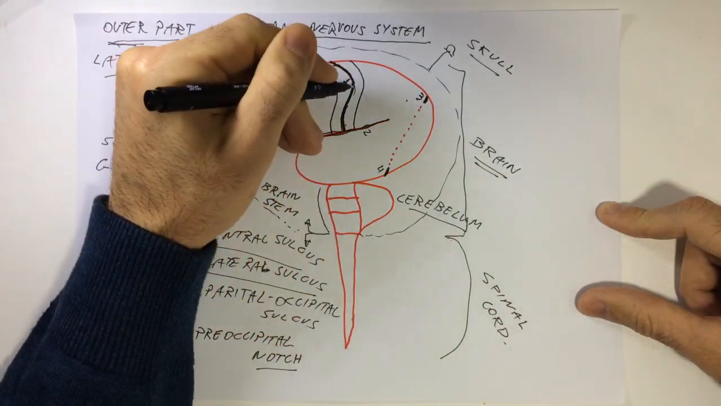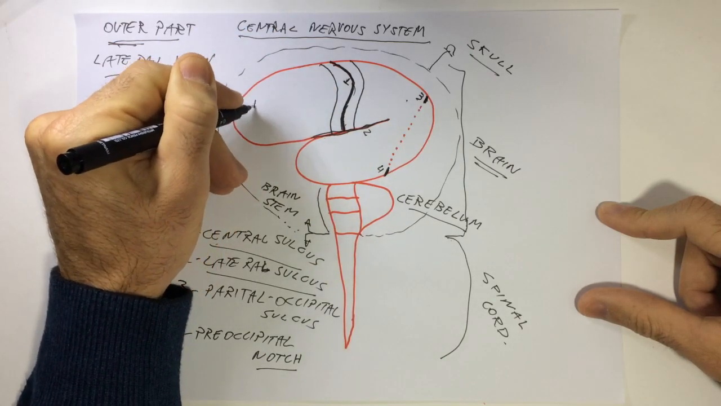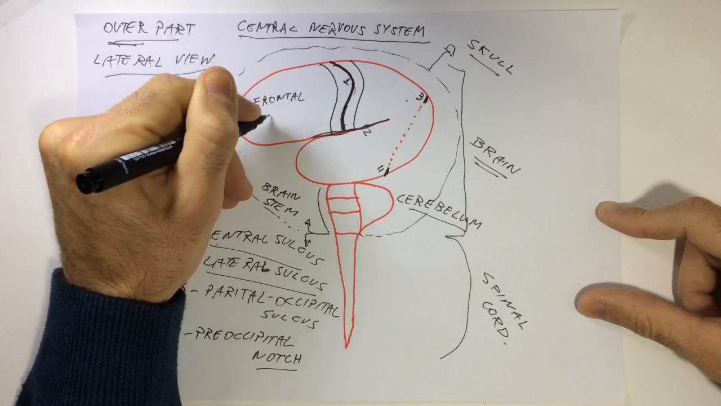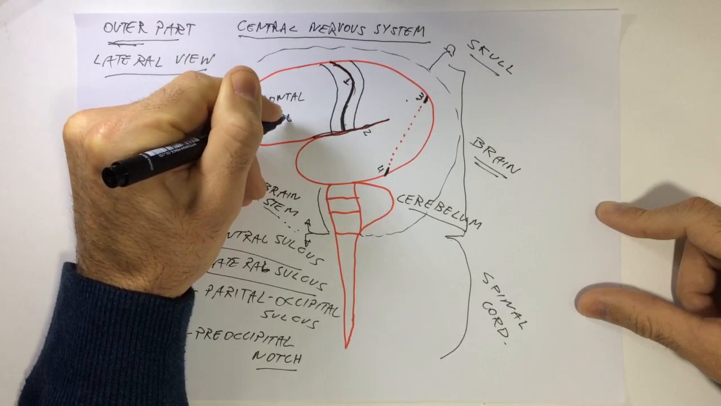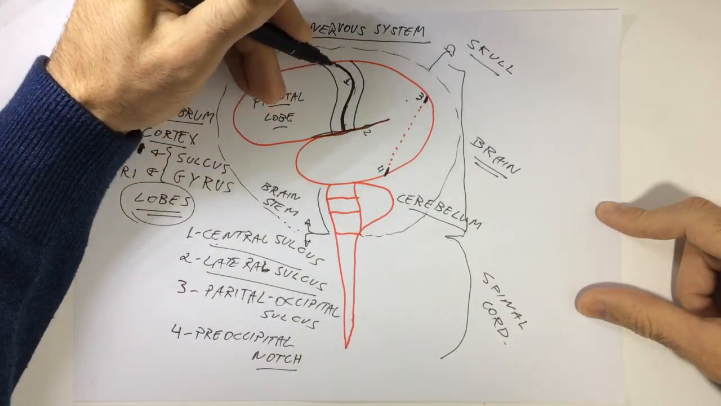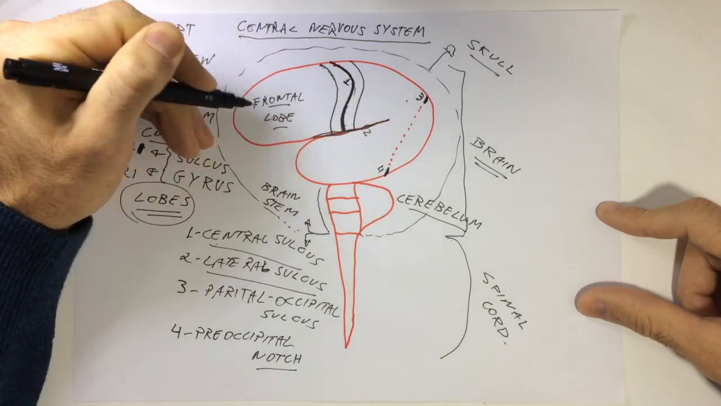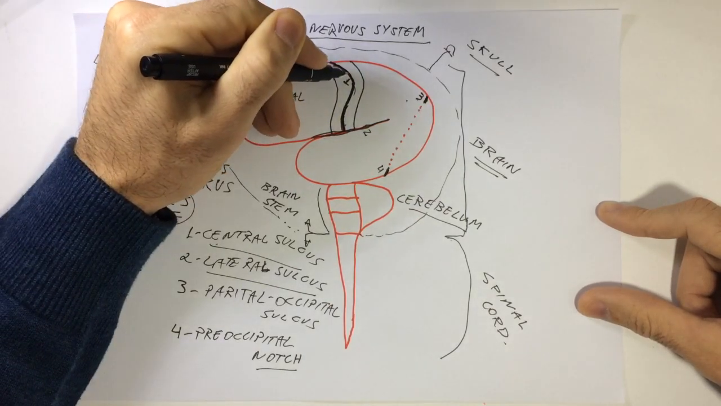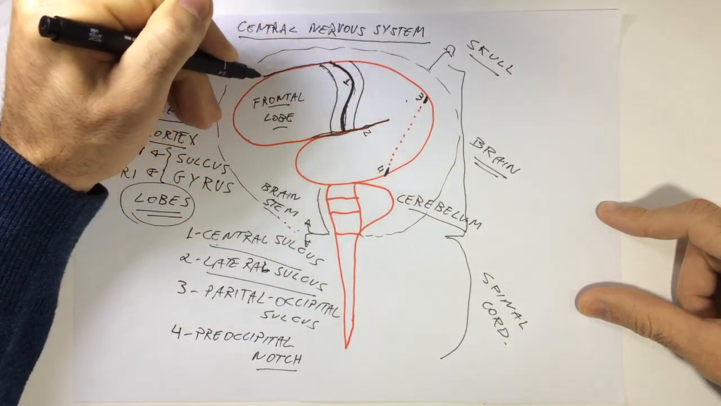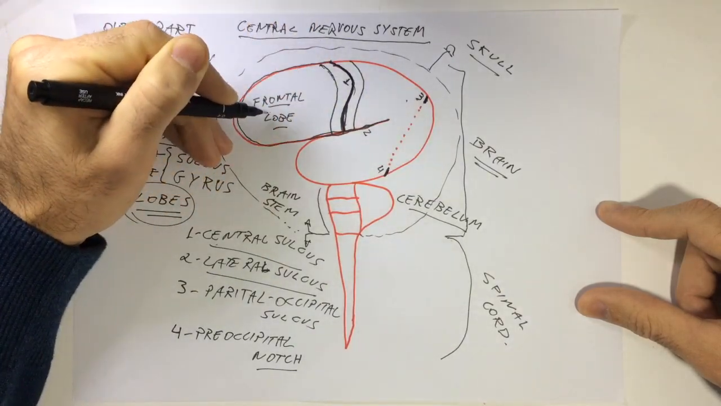And so right here in the front of the brain we have the frontal lobe, and of course it goes until here. So this sulcus that I drew is part of the frontal lobe. So the frontal lobe is this whole structure here.